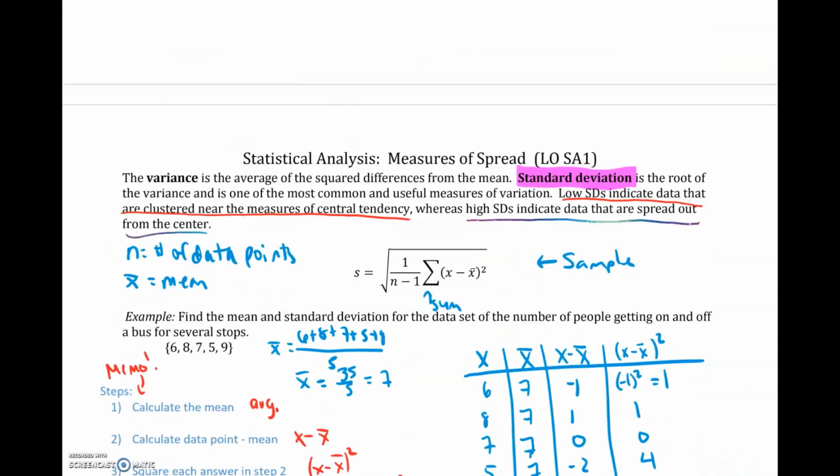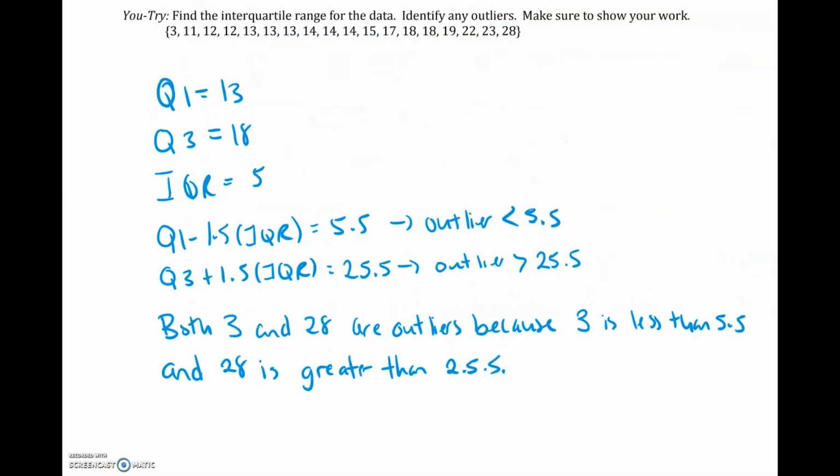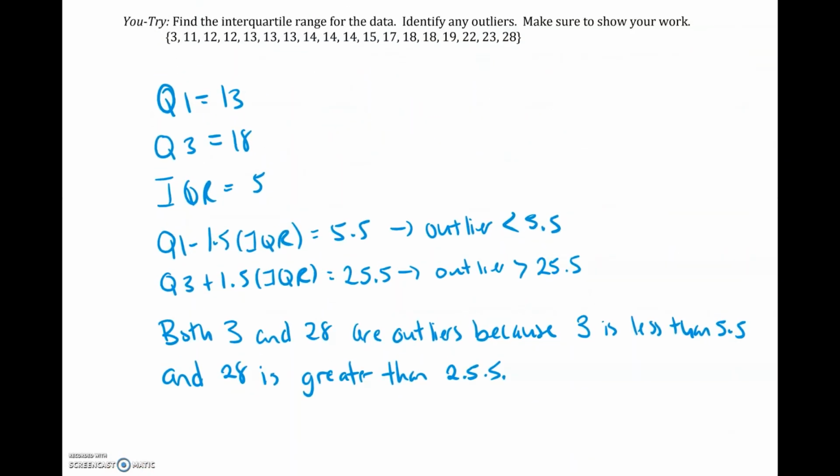Okay, let's check. So going back up to that first U-try problem, finding the IQR and identifying any outliers. Remember the three important pieces: Q1, Q3, and then you take Q3 minus Q1 to get IQR. So you want to split your data in half, either excluding the median if there's one median value, or including the two values to calculate the overall median if you have an even number of values, right?